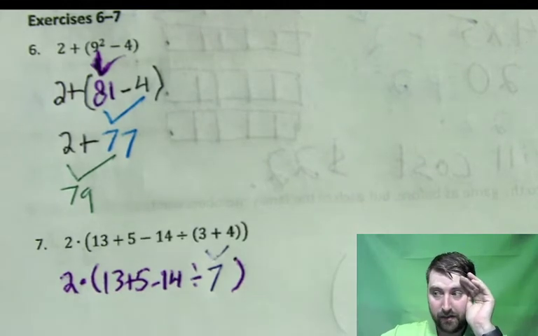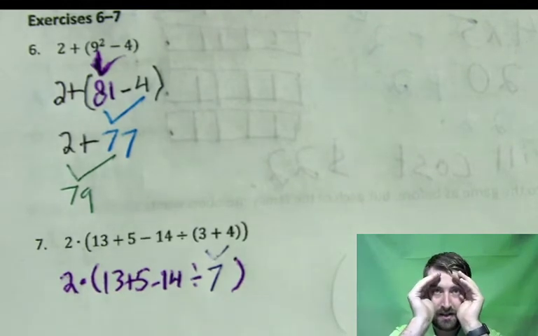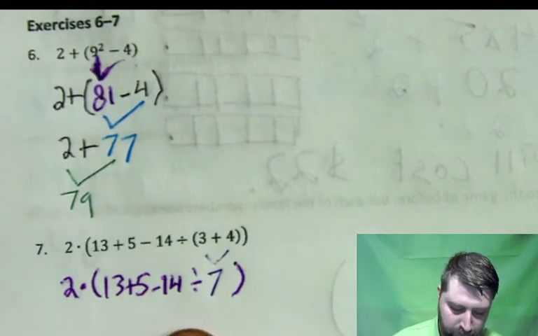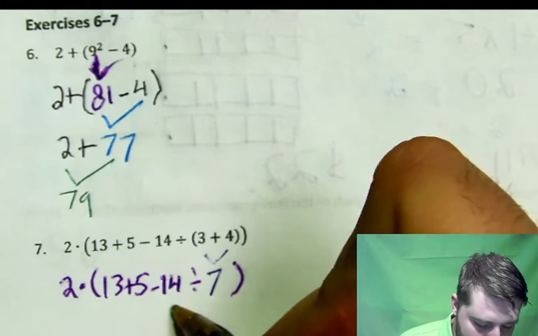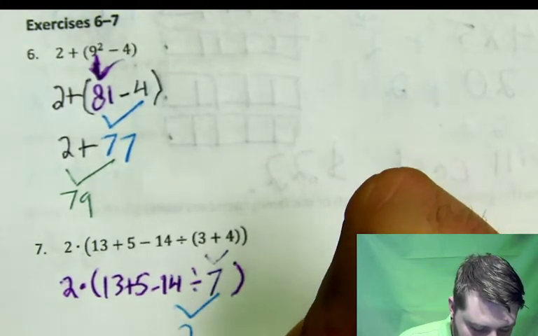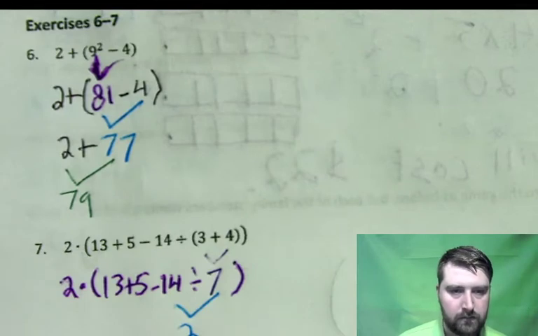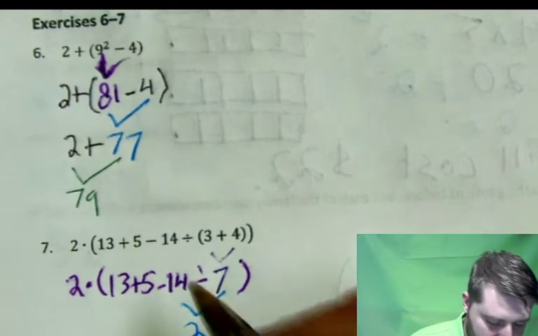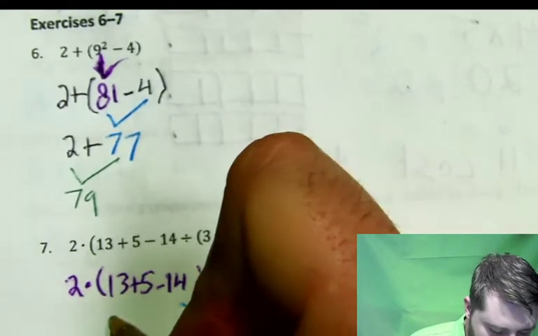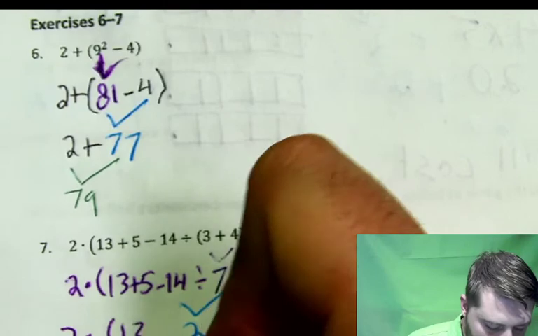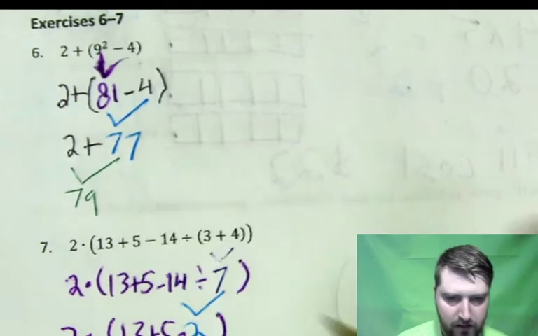No multiplication in the parentheses. There's multiplication over here, but it's not in the parentheses. In the parentheses, we just have the division. So we are going to do 14 divided by 7. 14 divided by 7 is 2. Then we will rewrite the entire rest of our expression. Still need our parentheses because there's still a lot in there. 2 times 13 plus 5 minus 2.